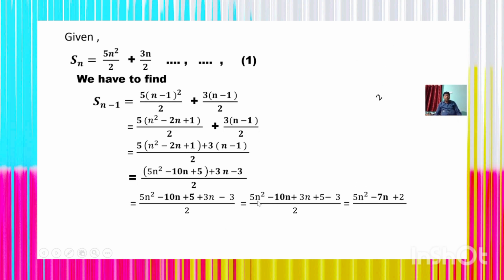Here, you will get 5n square minus 10n plus 3n plus 5 minus 3 by 2, which is 5n square minus 7n plus 2 whole divided by 2. Thus, we got Sn minus 1 is equal to 5n square minus 7n plus 2 whole divided by 2. Understand? So, Sn is equal to 5n square by 2 plus 3n by 2, as given, and we got Sn minus 1 is equal to 5n square minus 7n plus 2 whole divided by 2.